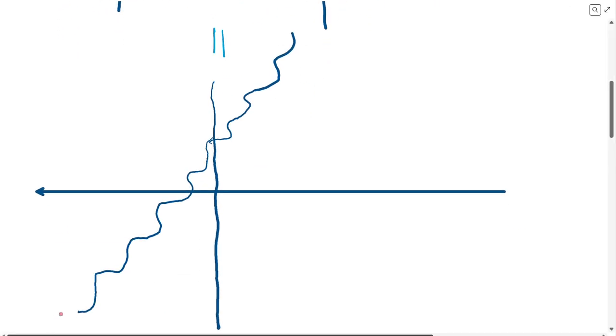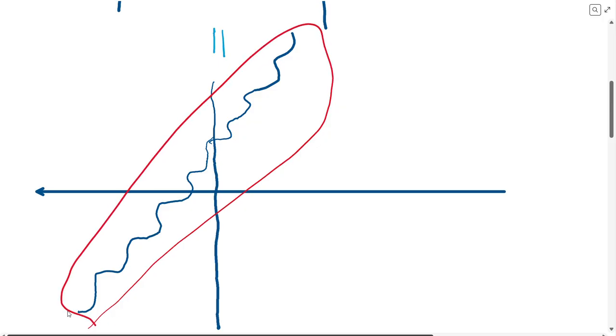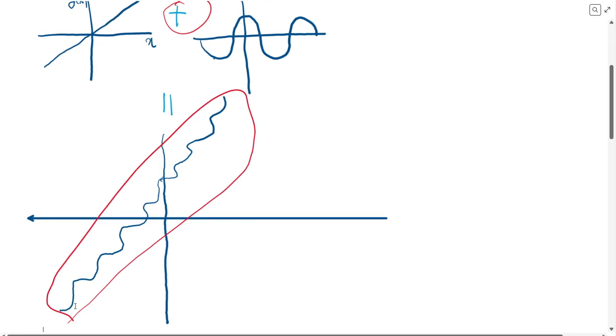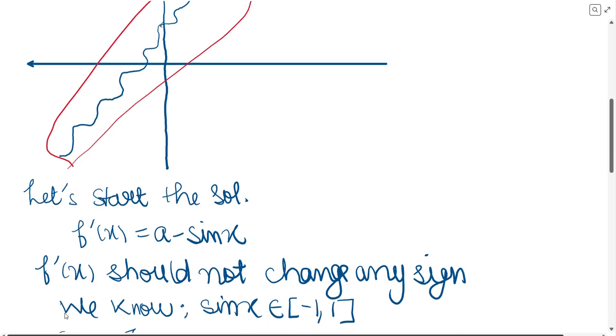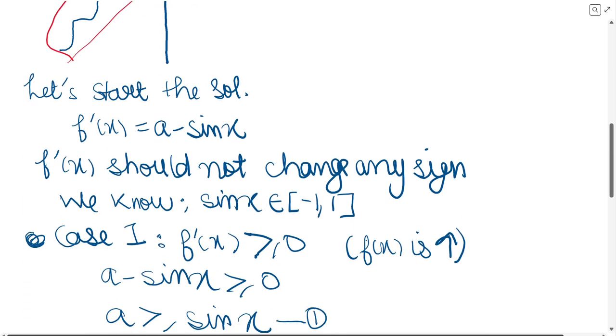This is a very interesting observation which I just provided for your knowledge: whenever a linear function and a sinusoidal function are added together, the function is going to look like this. Okay, now let's start the solution. That was just for your knowledge.